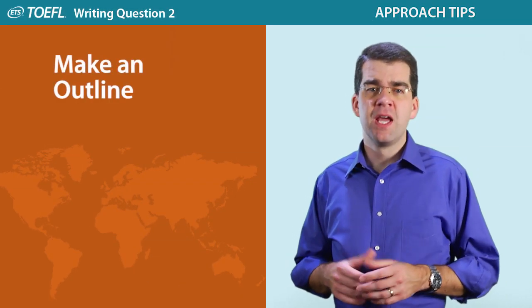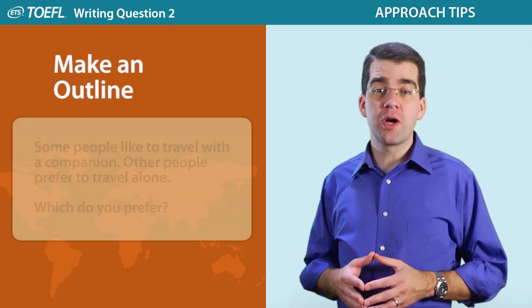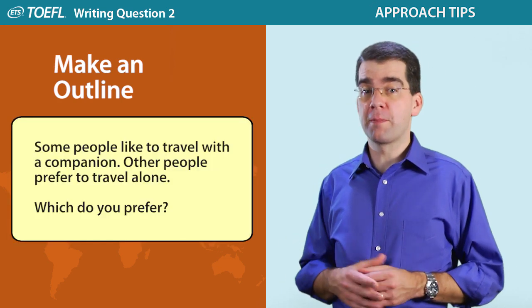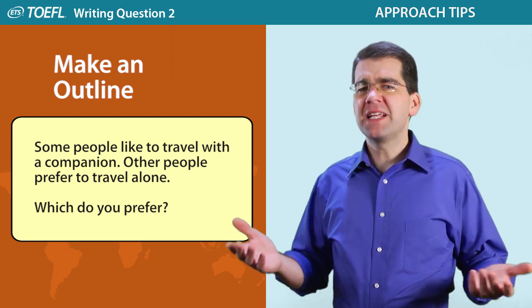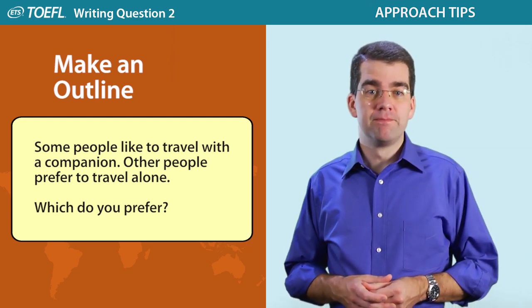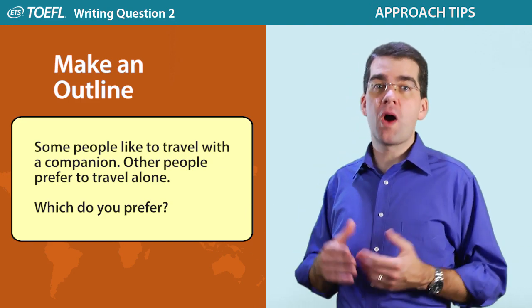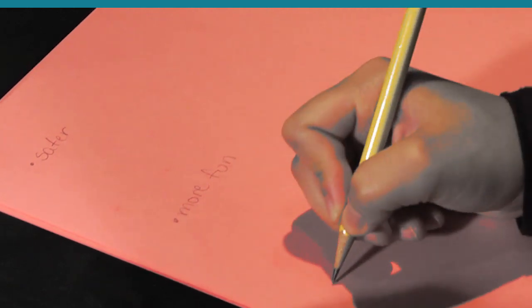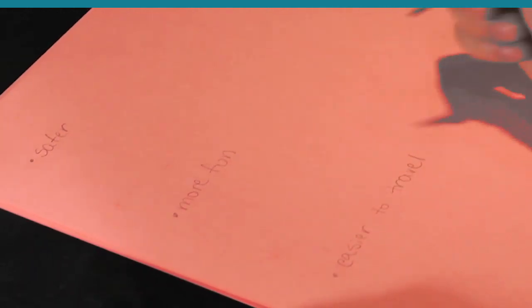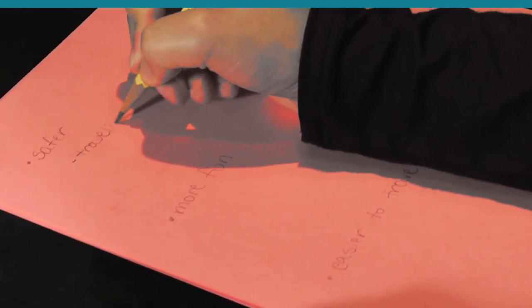One way to approach your essay is to make an outline. Here's how you might make an outline to answer the question about traveling alone or with a companion. First, decide which option you prefer. Let's say you prefer to travel with a companion. Then, think of the main reasons why you have that preference, such as it's safer, it's more fun, and it makes travel easier. Then list some specific examples for each reason.